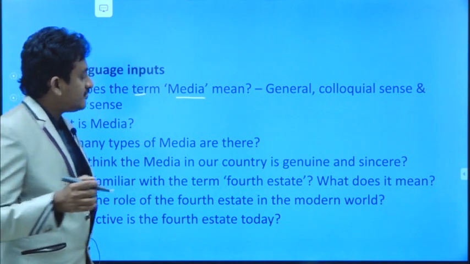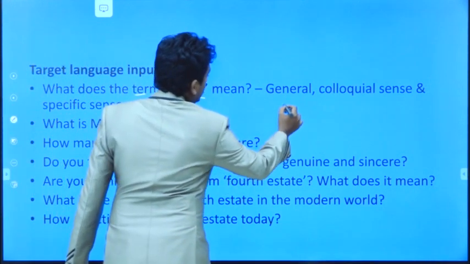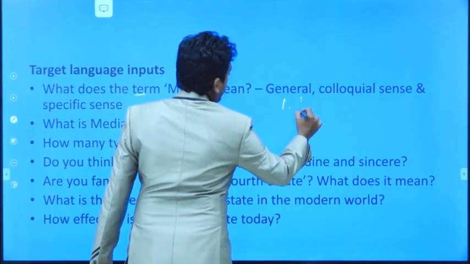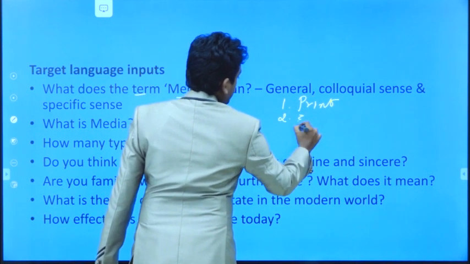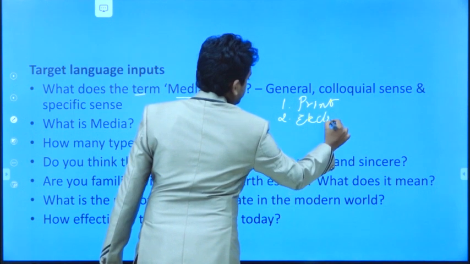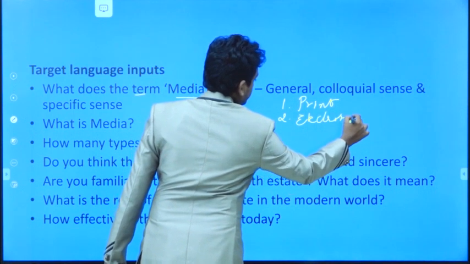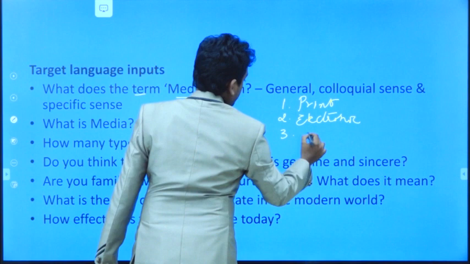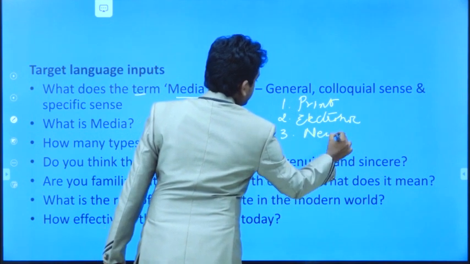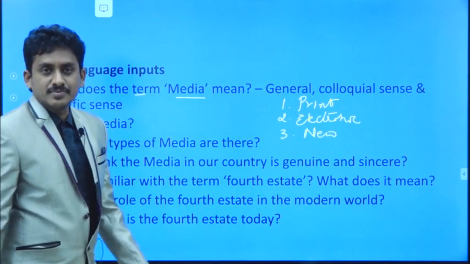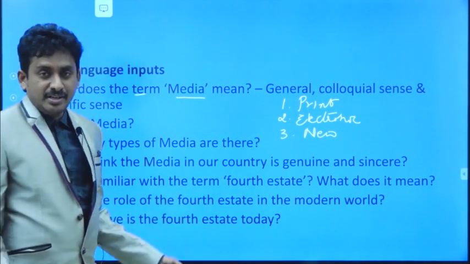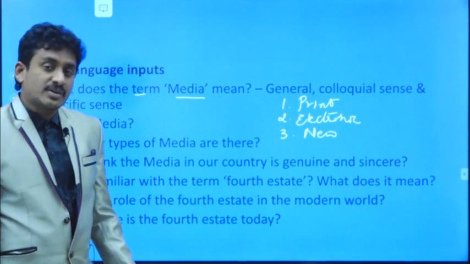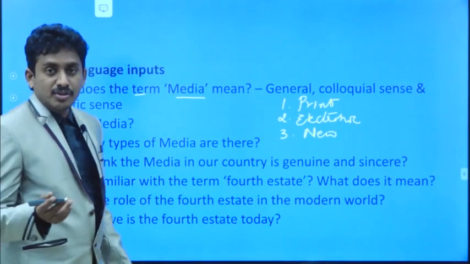So, how many types of media are there? We can say there is print media and there is electronic media and new media. Let me explain these terms. What is print media, what is electronic media, and what is new media? Print media, the term itself is self-explanatory. Print media, so many newspapers are there.